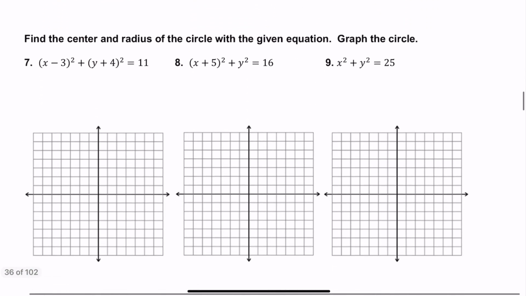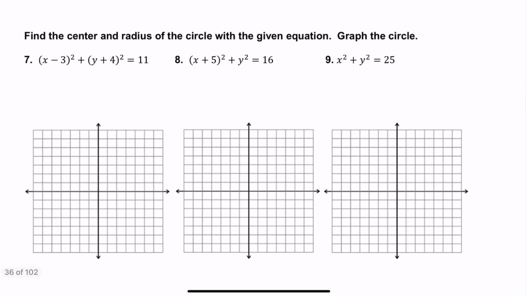Looking at number 7, we have our equation this time. We're going to write down the center. The center is going to be our h, k. So with the x value, it has a plus 3. It does the opposite here, so it's going to be a minus 3. Our plus 4 is going to switch signs to be a minus 4. Now our radius squared is equal to 11. This number here is our radius squared. So to find our radius, we need to take the square root of both sides. And so our radius is equal to the square root of 11.